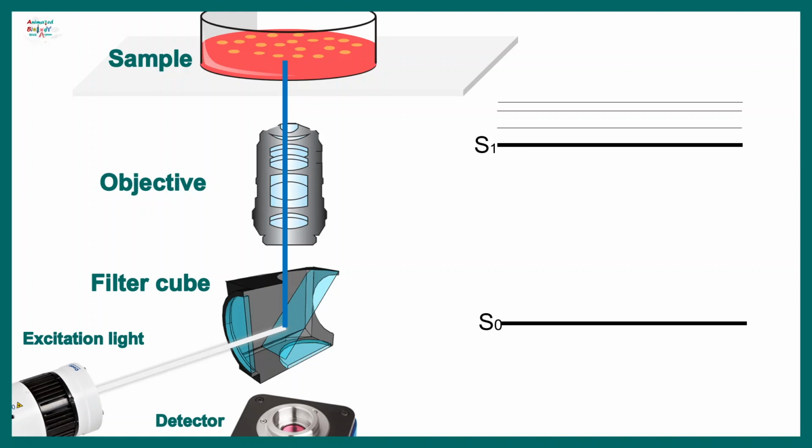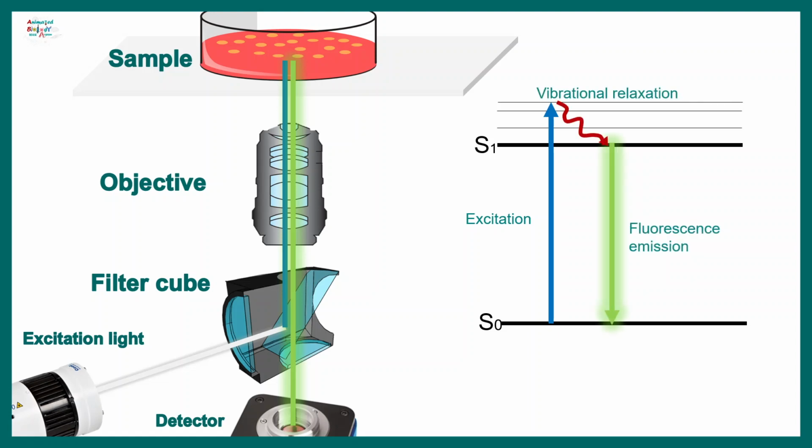Now, obviously, when it falls into the specimen, it excites the fluorescent molecules present in the specimen, and they jump into an excited state. Then they relax and come back into the ground state, and in this process, they emit fluorescence. So you can see the fluorescence light passes through the objective and travels towards the detector. And in the Jablonski diagram, you can see the same.